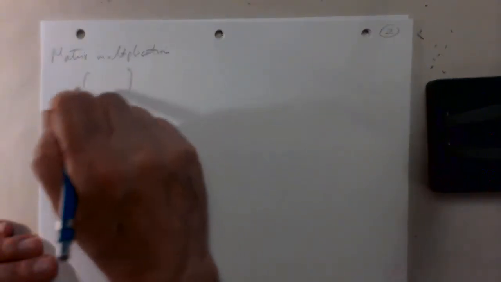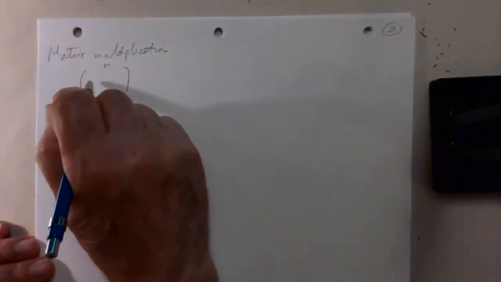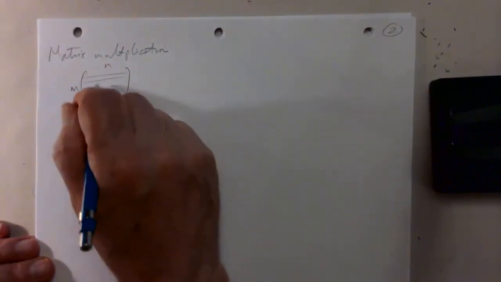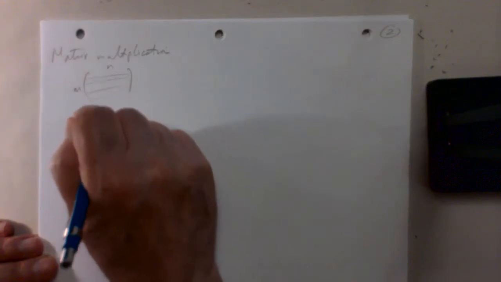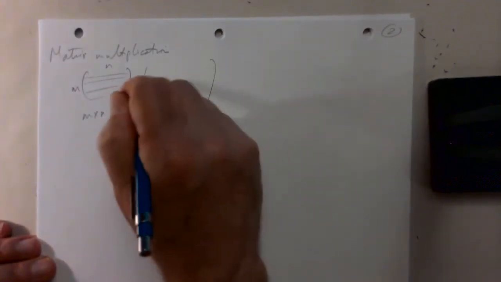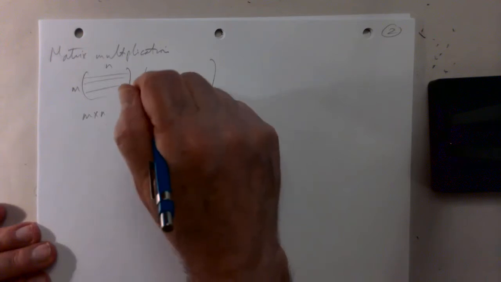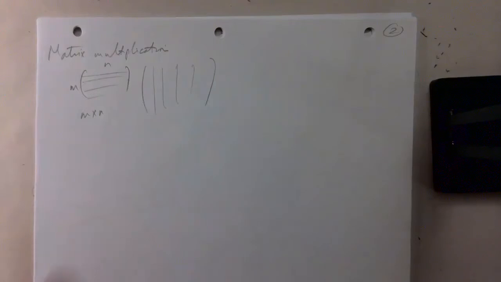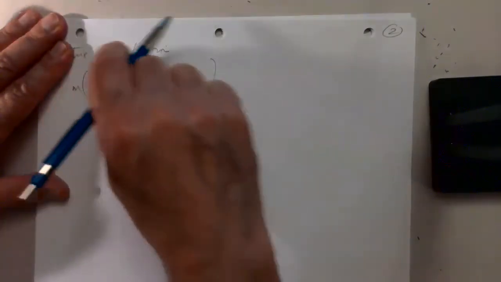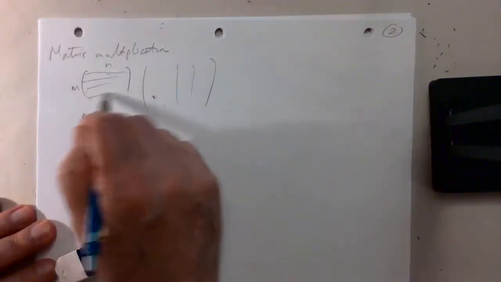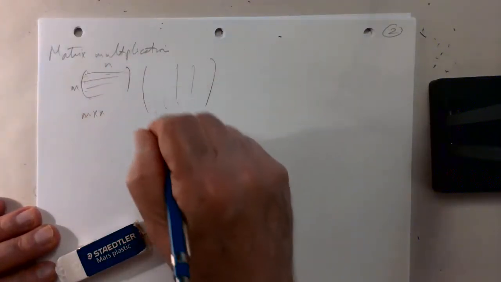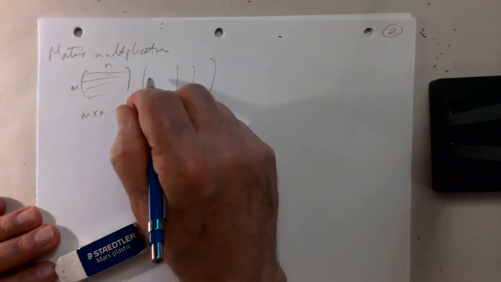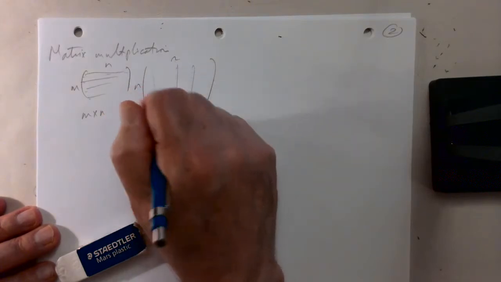When you can do matrix multiplication, it's in the following case. Suppose we have an M by N matrix, so we have M rows and N columns. Let me just draw it like this. And here we have an N by R matrix. So this matrix has N rows and R columns.